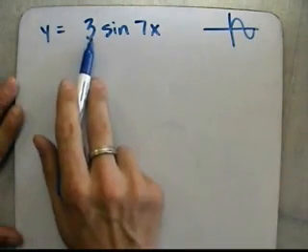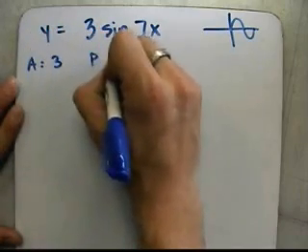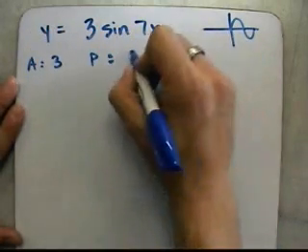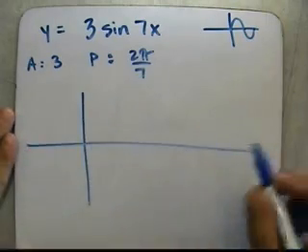Okay, the amplitude is 3, and my period. Ooh, I better write this down. The amplitude is 3, and my period is going to be 2 pi over 7. 2 pi over 7. Awesome. That's a good one. Yes. 2 pi over 7. Kind of nasty, but we'll get through it. Okay. So let's go ahead and graph this, doing my sine function.